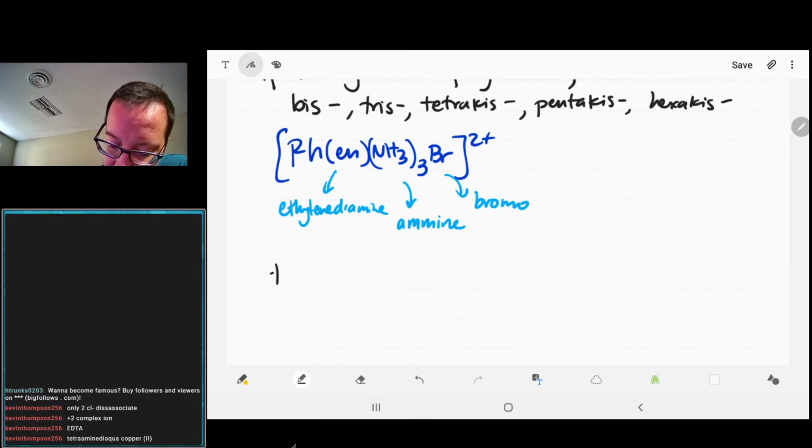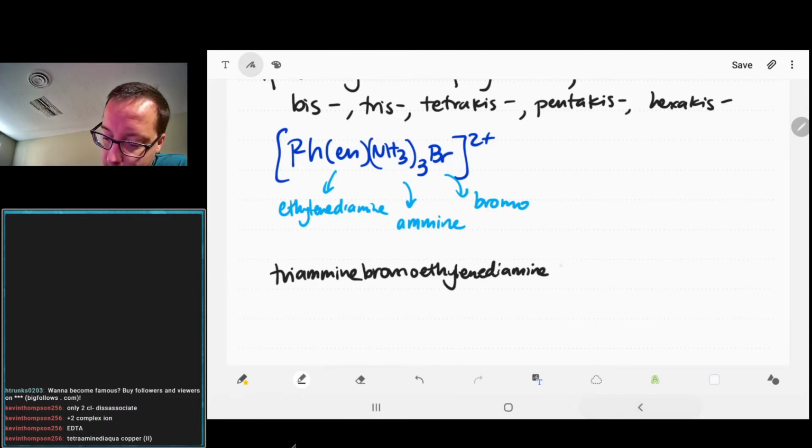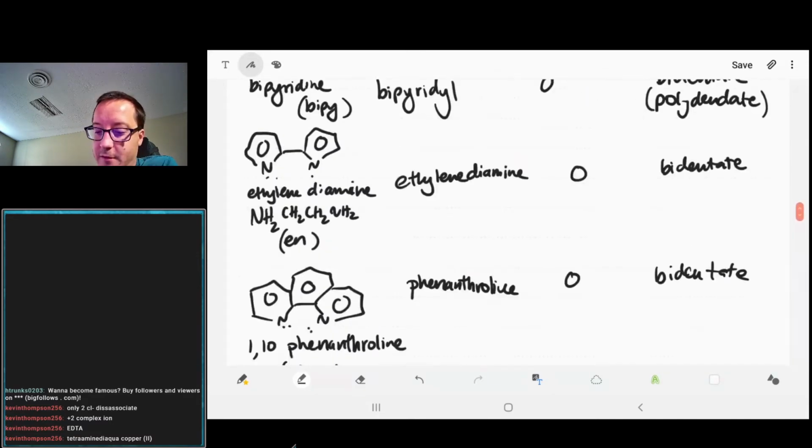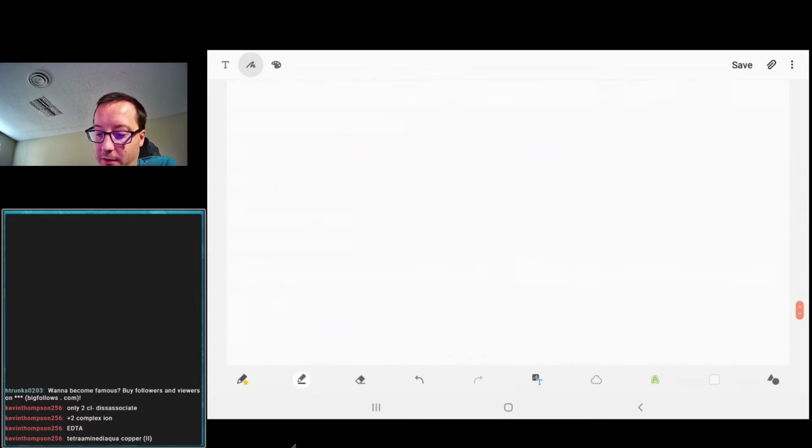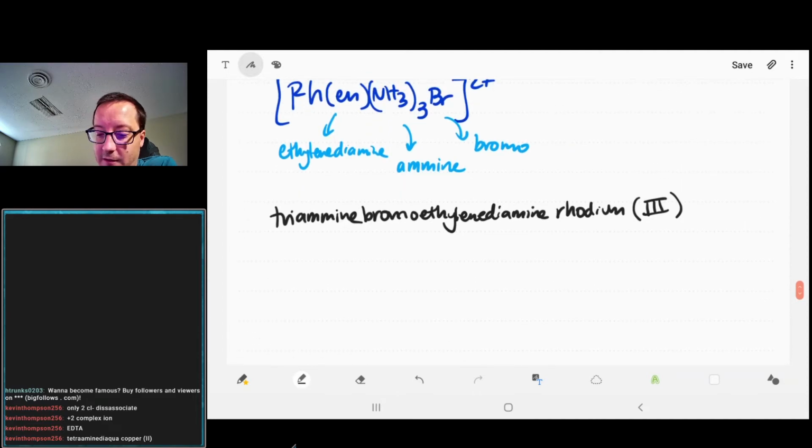So we're going to have triamine, bromo, ethylenediamine, rhodium(III). So it's just a matter of having a chart of all this, so that we can have all these put together.